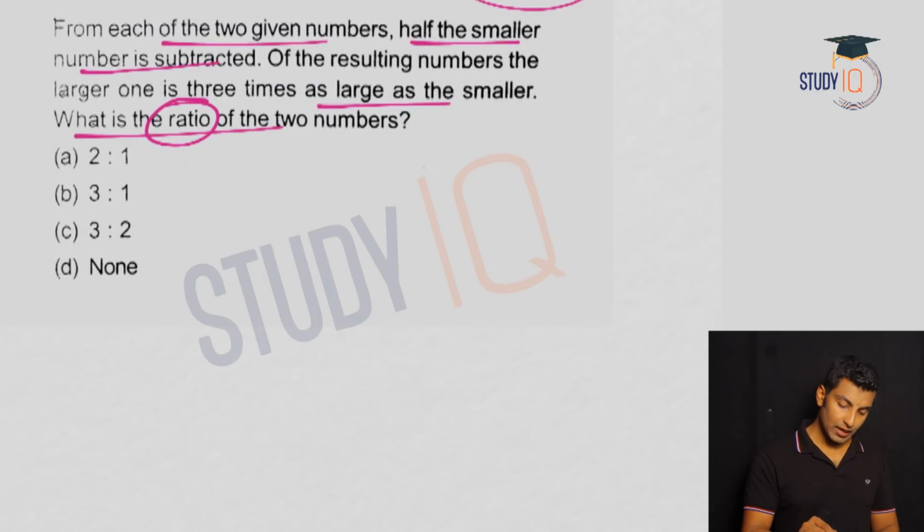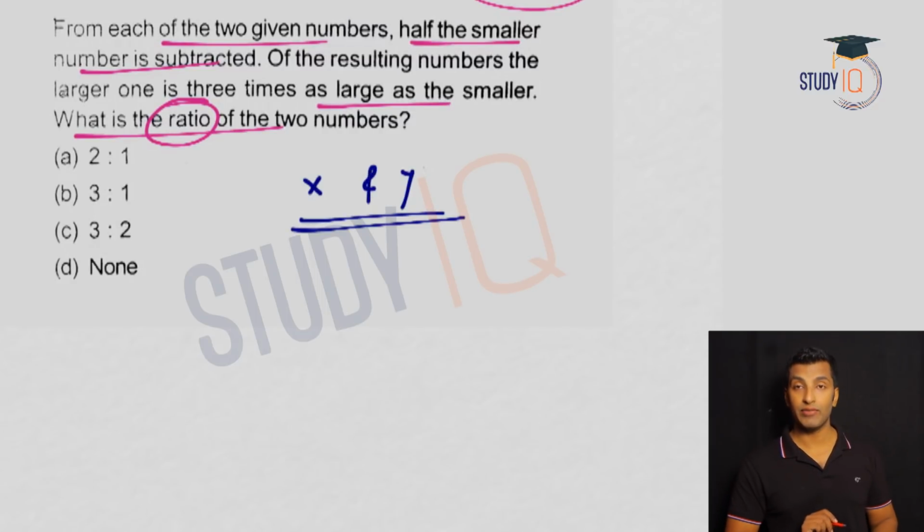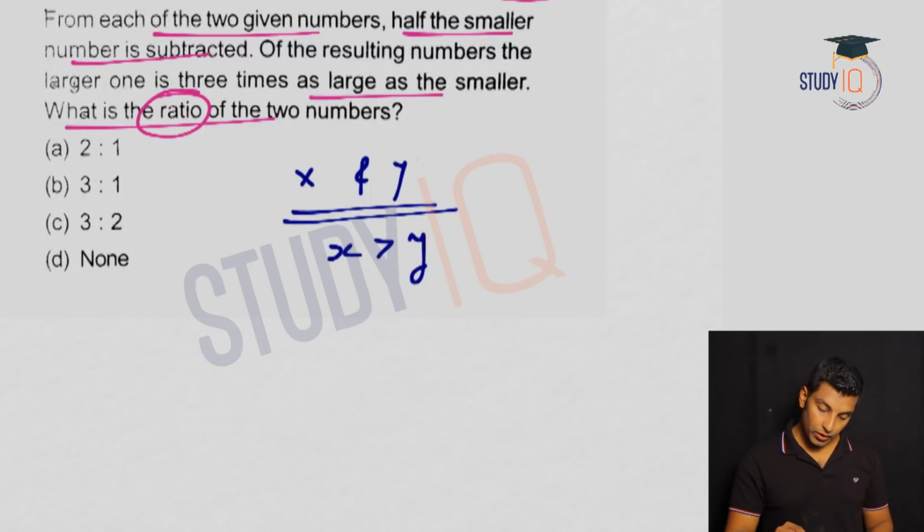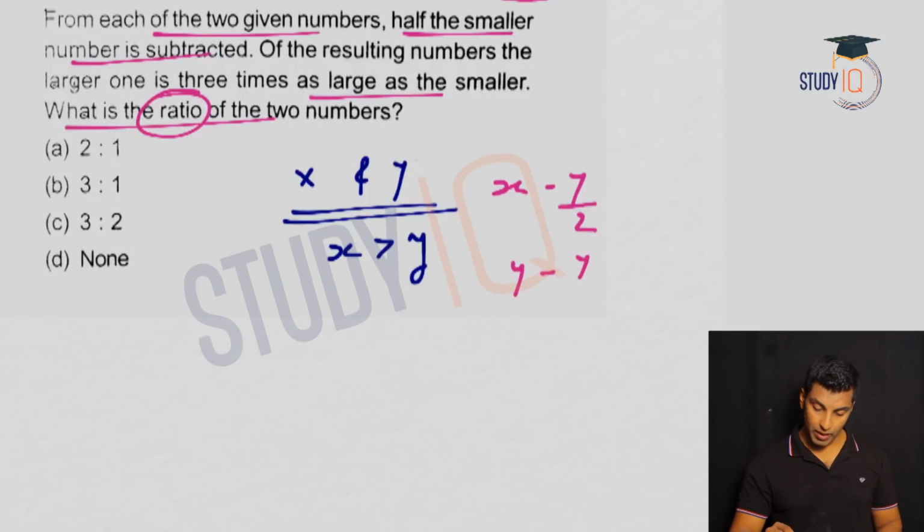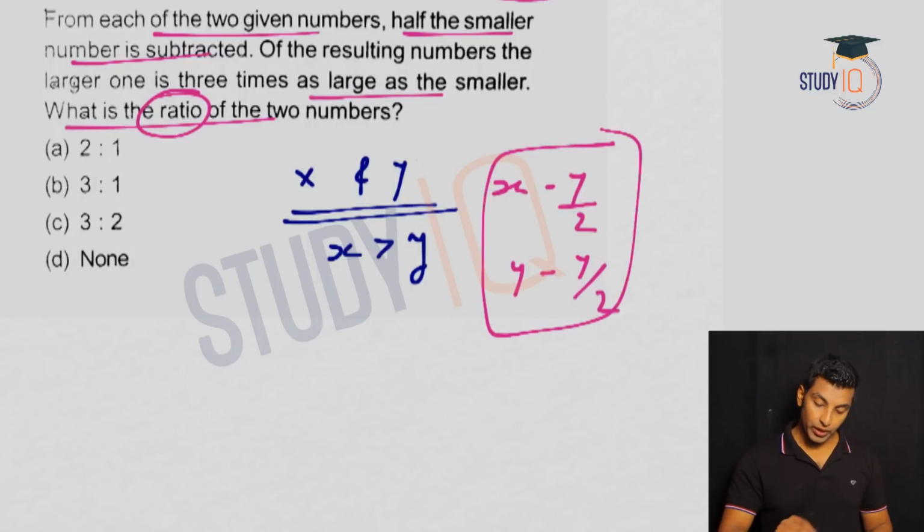So what you can do is assume that the given numbers are x and y. So the two numbers are x and y, where x is greater than y. Now what you are doing is subtracting half of the smaller number: x minus y by 2, and from y you do the same thing, y minus y by 2. So this is what you are doing, right?